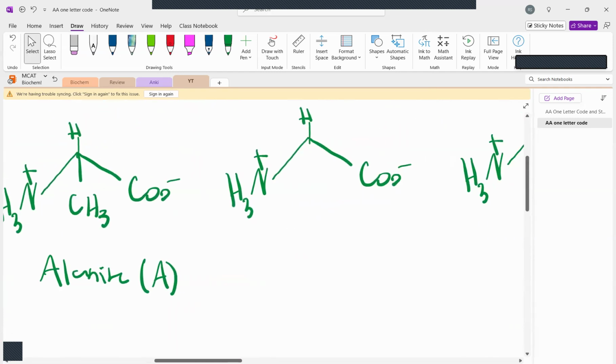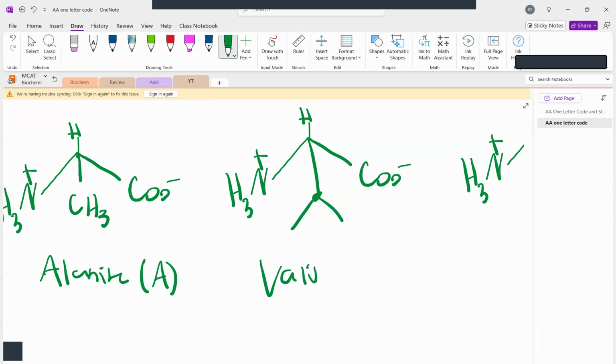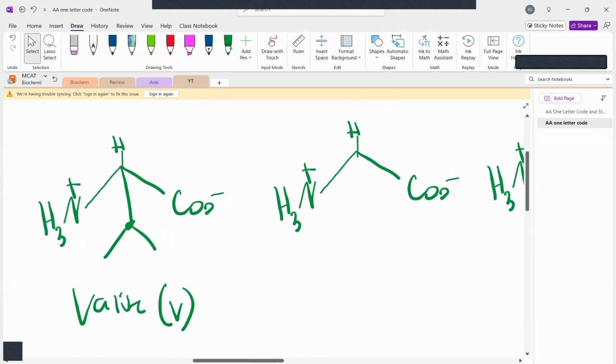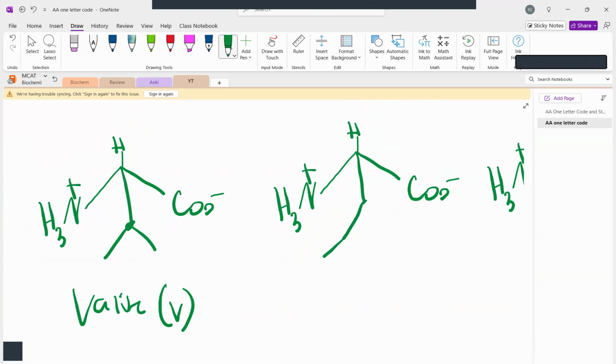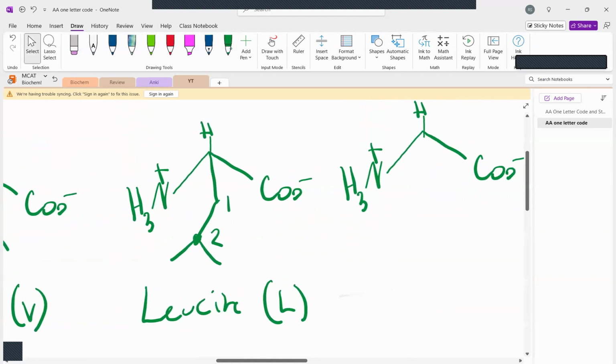So alanine, and next to alanine we can have valine, which instead of just having that methyl, has a branch. At that one carbon, it branches out, and this is valine, which is V, the only amino acid that starts with a V as well. Then, piggybacking off that, valine had one carbon that it branched. Leucine has two, and then it branches. So this is one, two. This is leucine, and it is the most common amino acid that starts with an L.